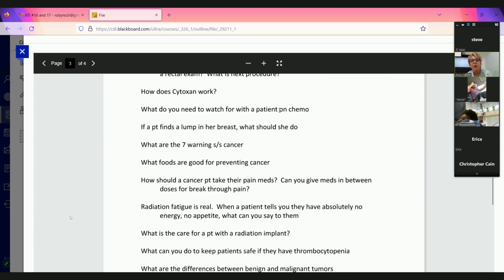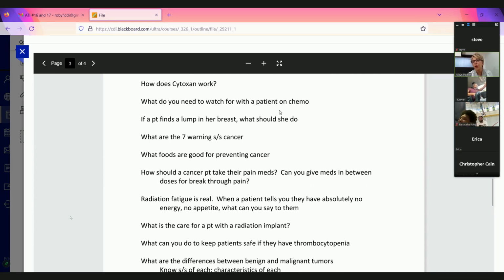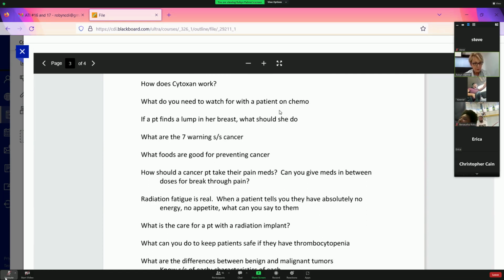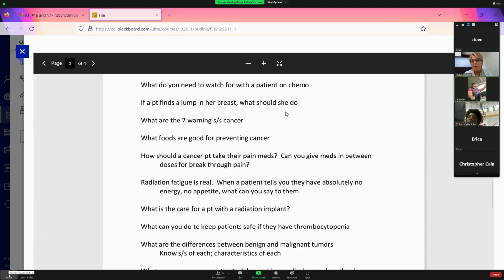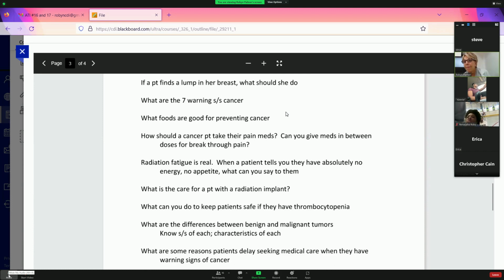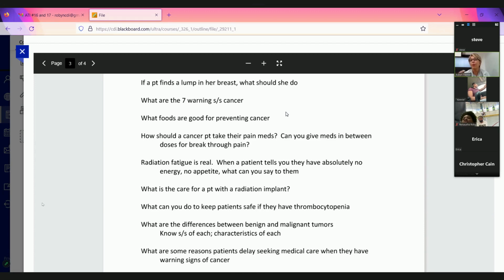How does Cytoxan work? How do chemotherapeutic agents work? They interfere with the replication of the cell, the DNA of the cell. So that's how chemotherapy works. It goes in and it disrupts the replication of the cell. It does stop mitosis, yes. But it's interrupting the cell process, the reproducing of the cell.